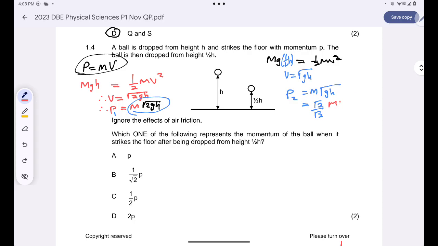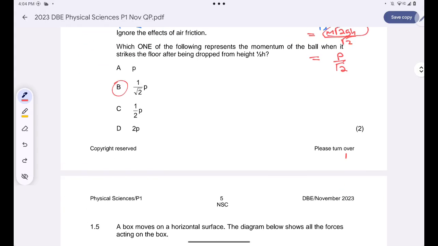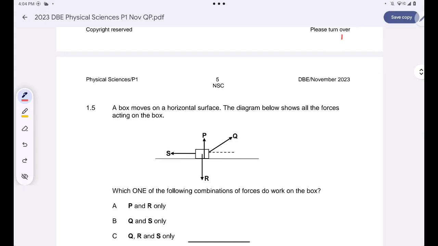I'll still have m multiplied by g. Okay, and this will give me m multiplied by the square root of 2gh all over the square root of 2, right? And remember that this guy is equal to momentum 1, so it's the same as p all over square root 2. So the answer is B there. The answer is B. Okay.